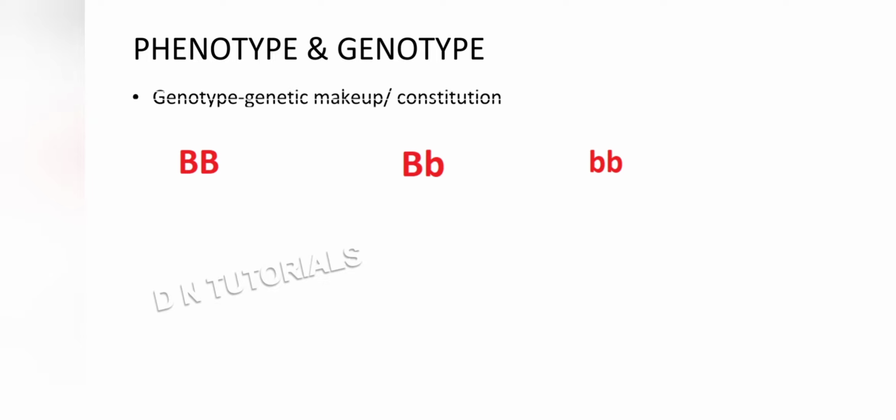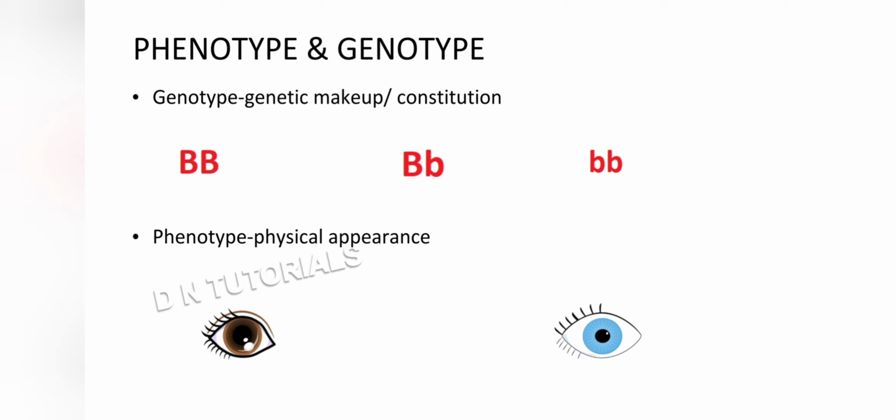These are called the genotype, or the genetic makeup, also called the genetic constitution. Genotype helps in determining the phenotype, and phenotype is the physical appearance. Over here we have three different combinations of alleles, that is the genotype, and these genotypes are going to determine the physical characteristic, that is the color of the eye, either blue or brown. Here brown color is dominant and blue color is recessive.